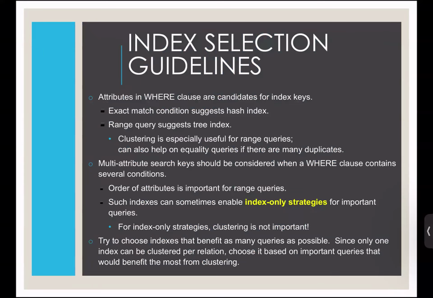So the rough guideline would be, look at the attributes in the where clause, not the select, not the from. We look at the where clause first. Okay. So if it's exact match, do the hash. If it's range, you use tree. If you do not know whether or not in the future you will have range search, go with tree. Because hash is really specific for equality search.